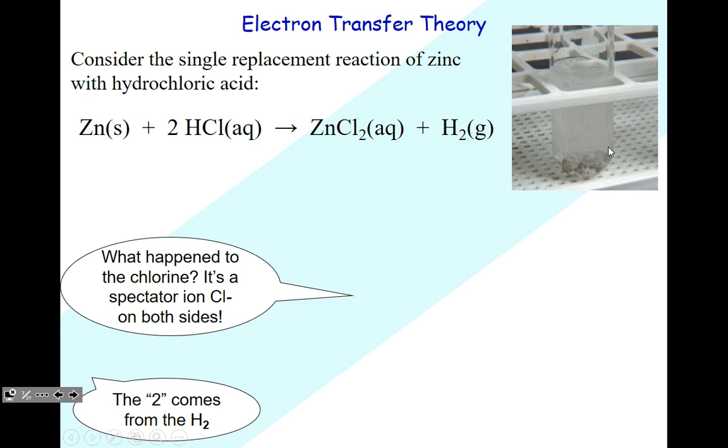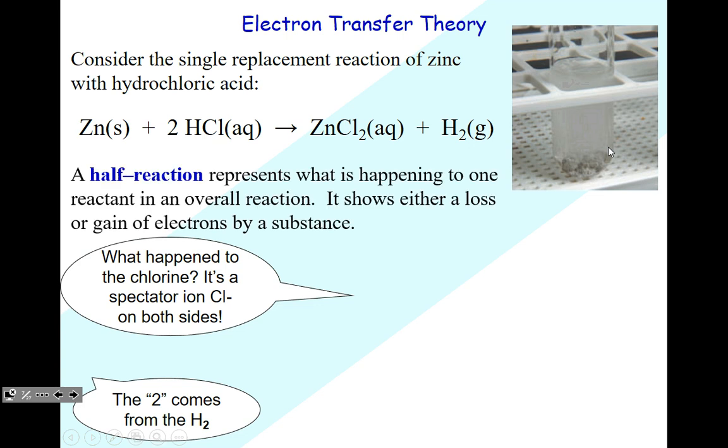So here's an example of a single replacement reaction with zinc and hydrochloric acid. It's balanced. It forms zinc chloride plus hydrogen gas. Awesome. A half reaction represents what is happening to one reactant in an overall reaction. It shows either a loss or gain of electrons by a substance. Any of these equations is going to have an oxidation half reaction and a reduction half reaction. We call those redox.